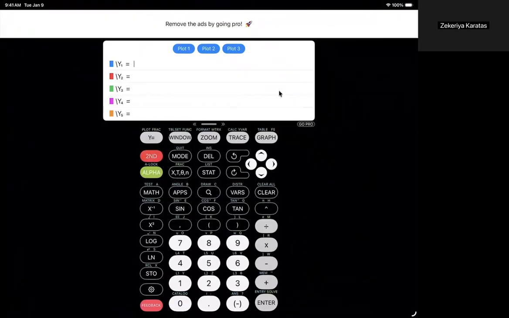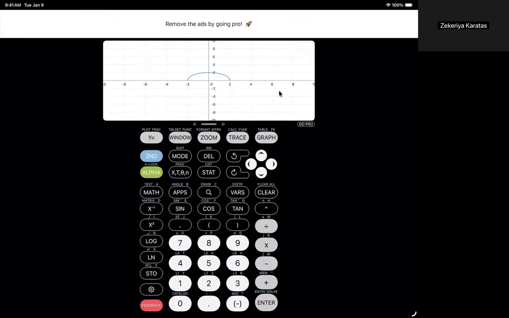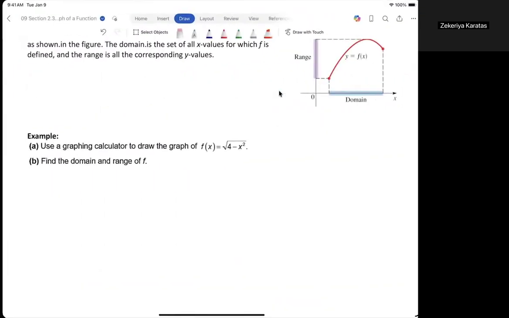So I go to second and then squared. That's going to be square root 4 minus, here's the variable x, and then I square that one. So then I click on graph. Then I see the graph. So it's a semicircle centered at the origin (0, 0) with radius 2. So we can just draw that one here.